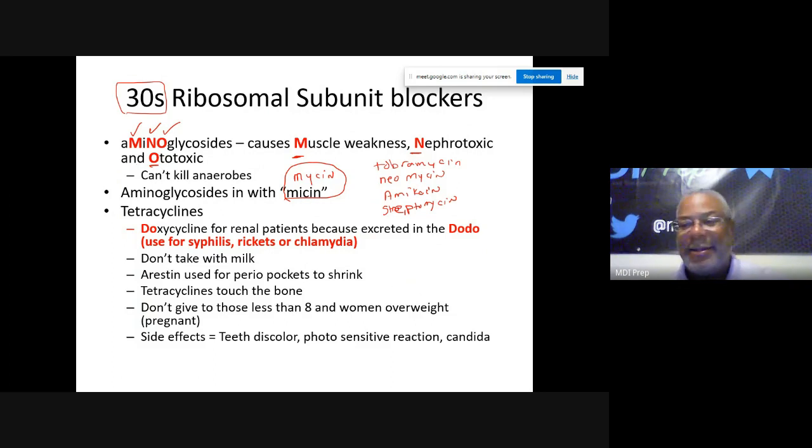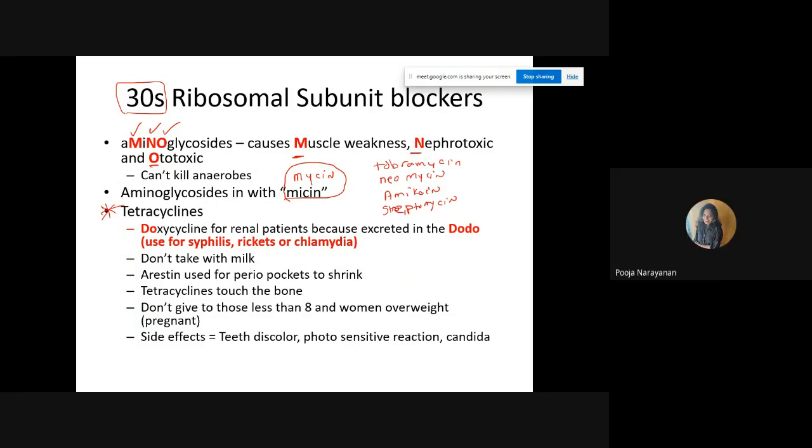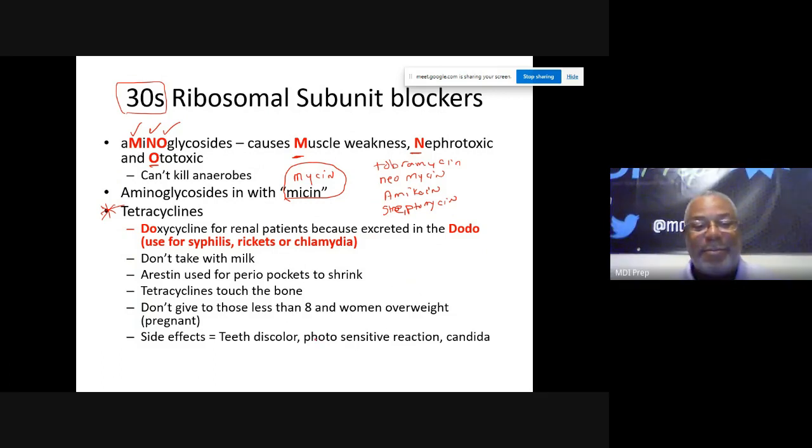Now, tetracycline. You best believe that you're going to have a question or two regarding tetracycline. What's the number one thing that they're going to tell you about a side effect for tetracycline? Tooth discoloration. Yes, perfect. Teeth discoloration, right.